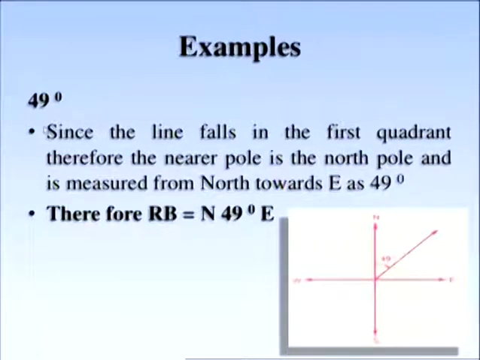Because it is 49 degree, simply draw the north and south, east and west, and draw the 49 degree line like this. This is 49 degree. So we are able to understand that this is in the first quadrant. Since the line falls in the first quadrant, the nearest pole is the north pole and it is measured from north toward east, 49. Therefore the reduced bearing is north 49 degree east.